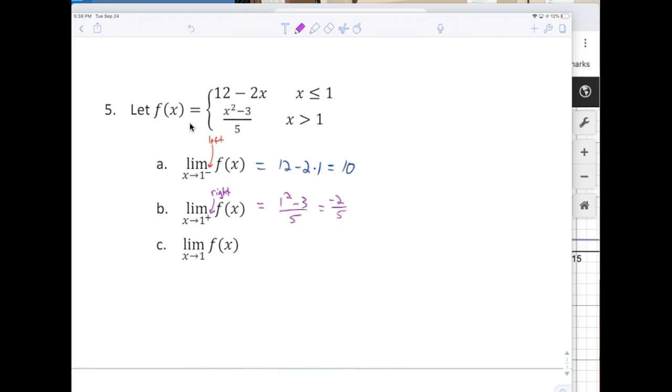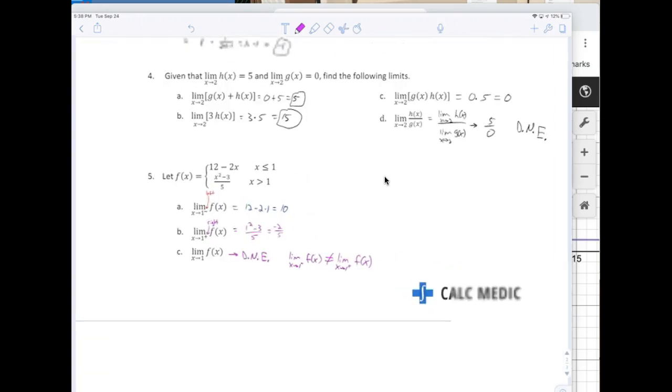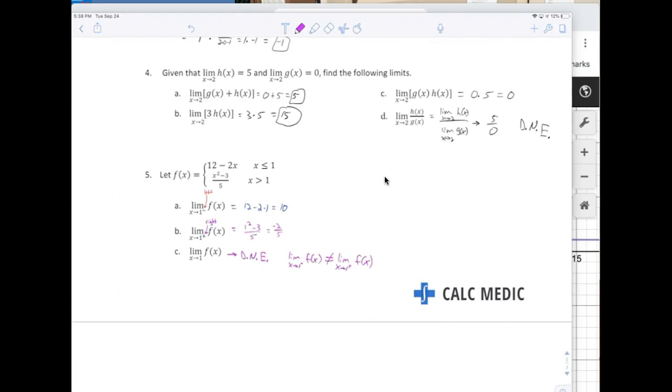And now the last one is asking if the limit exists. Well, the limit will exist if the limit from the left and the limit from the right are the same, and 10 and negative 2/5 are not, so this does not exist because the limit as x approaches 1 from the left is not the same as the limit as x approaches 1 from the right. And that completes our lesson.